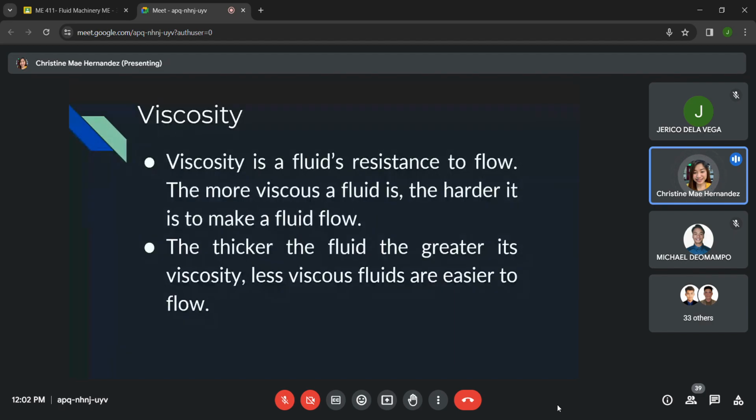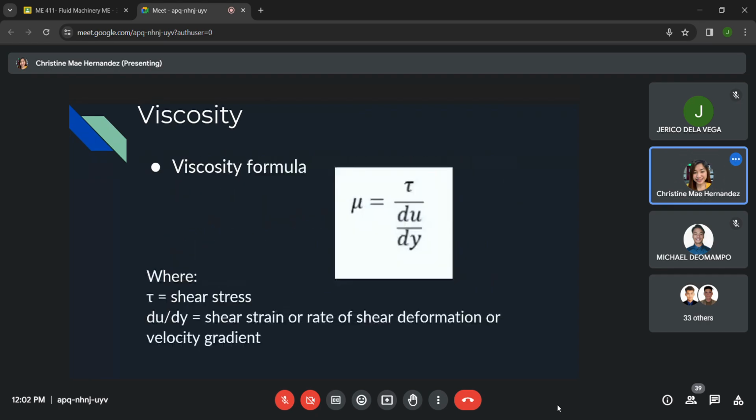Next one, viscosity. Viscosity is a fluid's resistance to flow. So the more viscous a fluid is, the harder it is to make it flow. Or the thicker the fluid, the greater its viscosity, because less viscous fluids flow more easily. So ito yung formula ng viscosity: viscosity is equal to shear stress over shear strain, or rate of shear deformation, or yung ating velocity gradient.